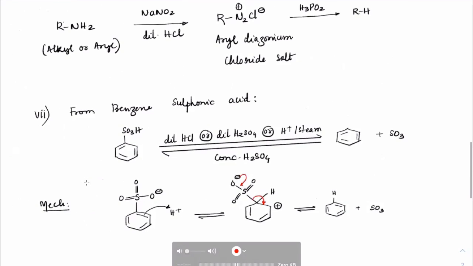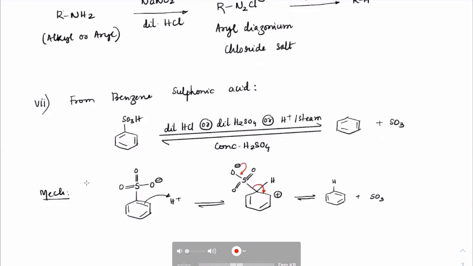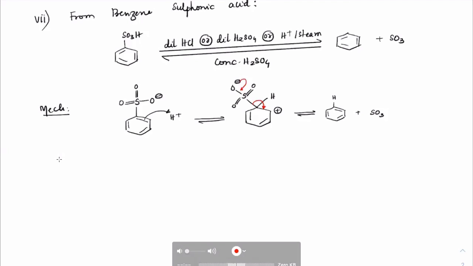Done, everyone? Right. So these are the methods or preparation ways for benzene. This week's syllabus would be mostly up to this point only. Okay, everyone? So up to the preparation of benzene.